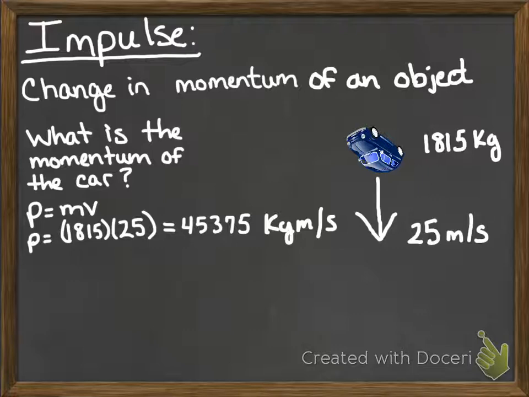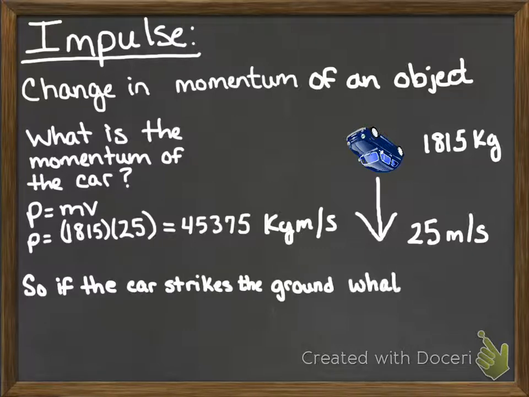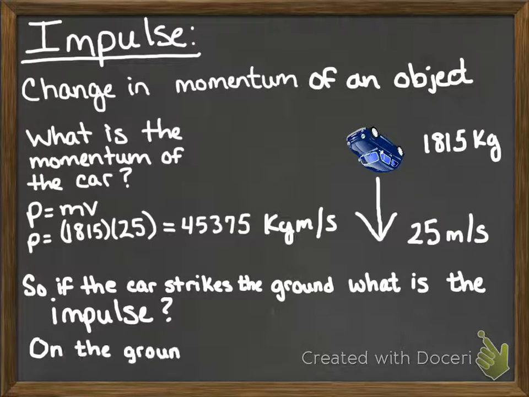So let's go ahead and let's ask another question. So if the car strikes the ground, what is the impulse? So in this situation, I have the car actually hitting the ground, and I want to know what's the impulse. Now when the car is hitting the ground, the velocity is going to equal 0. So that means that my new momentum is going to be the mass of the car, 1815, times my new velocity, 0, which means the momentum of the car on the ground is 0, right?